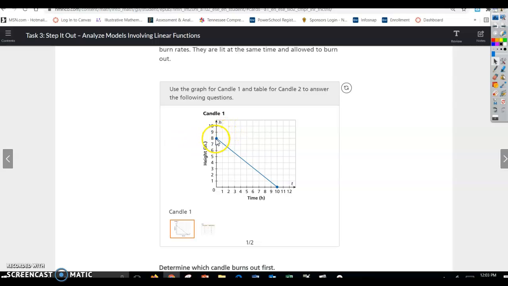So here's the graph for candle 1. It says this is height in inches and this is time in hours. So it looks like before it began to burn, it was 8 inches tall. And it looks like it got to 0 inches after 10 hours.